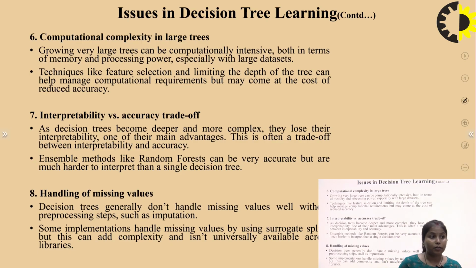Next issue in decision trees: handling of missing values. Decision trees generally don't handle missing values well without pre-processing steps such as imputation. Some implementations handle missing values by using surrogate splits, but this can add complexity and it's not universally available across libraries. That's all.